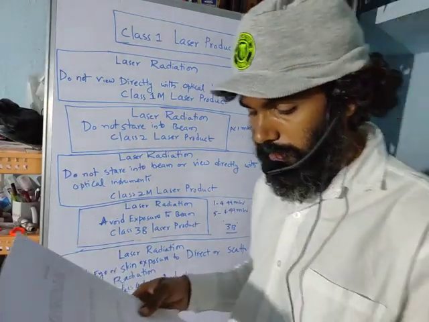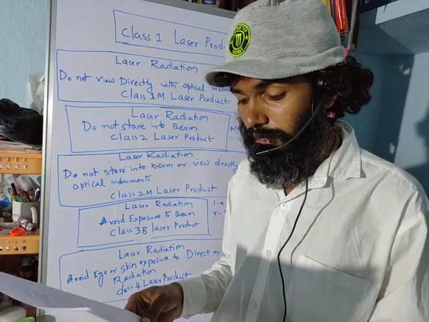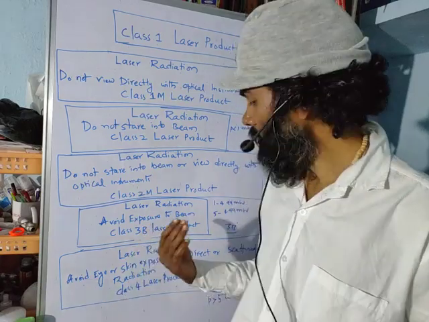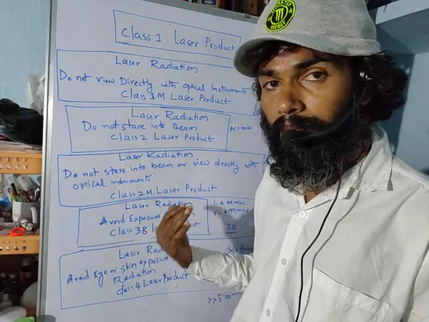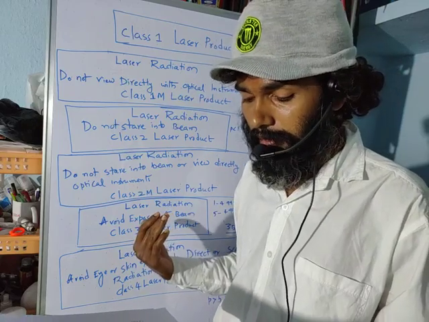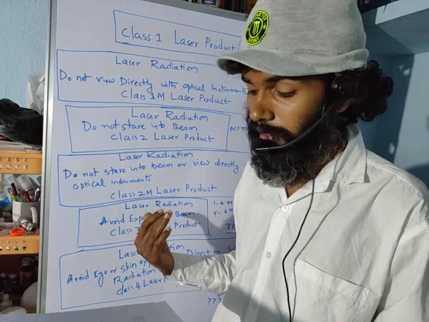And direct viewing of these lasers is dangerous, but diffuse reflections from a paper are not harmful. These class 3B lasers are kind of powerful, and you should not look at them directly, but if you look at the diffuse reflections, then it may be okay.